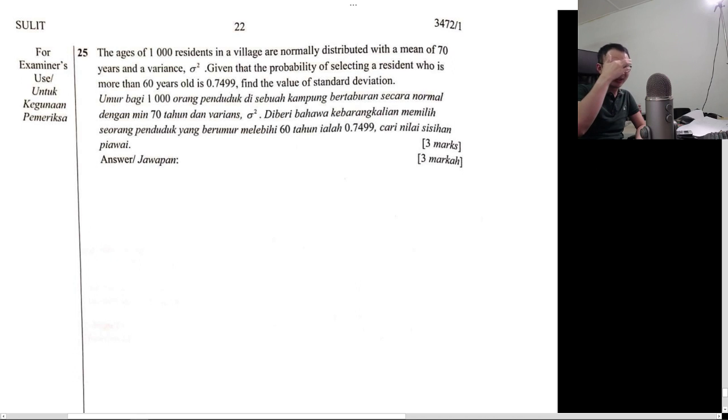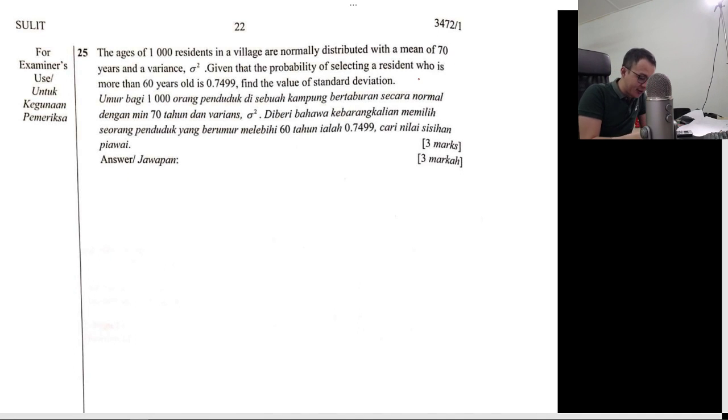Okay, the ages of 1000 residents in the village are normally distributed with a mean of 70 years and a variance of... variance, yeah, that's the variance sigma squared. Given the probability of selecting a resident who is more than 60 years old is 0.7499. Find the standard deviation.